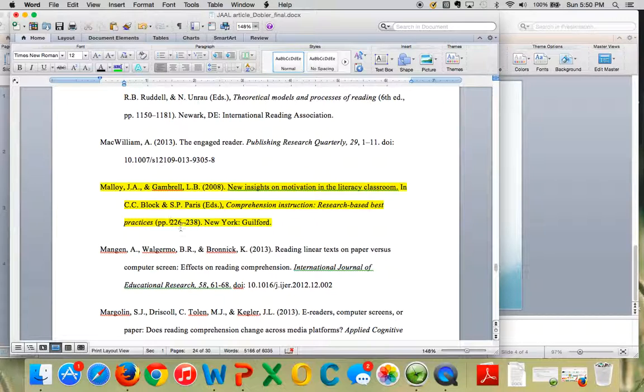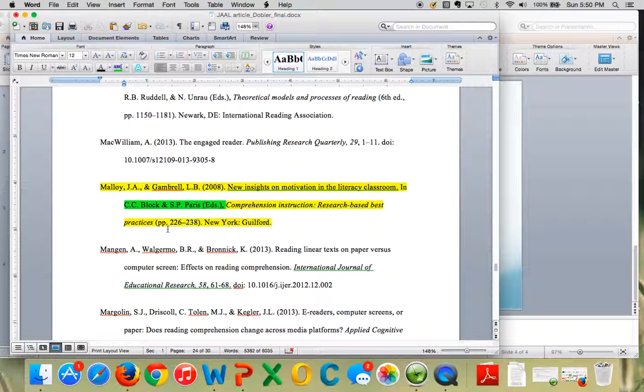Using the word in, and then you list the editors of that book. I can't highlight and talk at the same time. And notice this time the editor's initials are before their last name. And you have EDS period within the parentheses, comma. And then you have the title of the book. Again, notice the use of capital letters at the beginning, after the colon. Notice the use of italics with the title of a book.